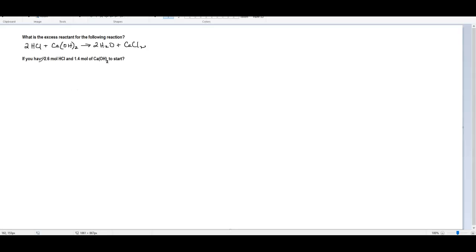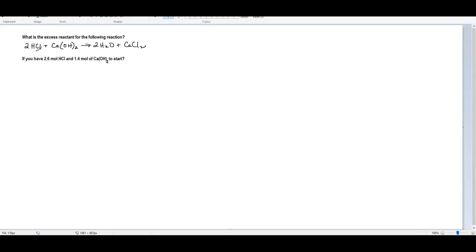Hi Chem Gang. In this question, we're asked to find out what is the excess reactant for the following reaction. Now, in the textbook, they do a lot of focus on the limiting reactant. So there has been some confusion around, okay, I can find the limiting reactant, but how do I find the excess reactant? So I'm just going to go through and show you. It's fairly simple once you realize that.